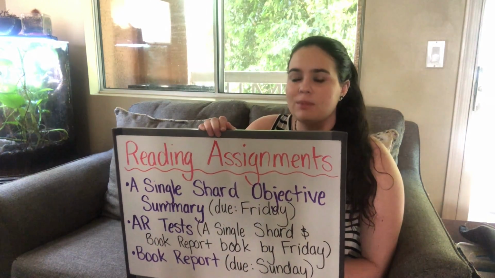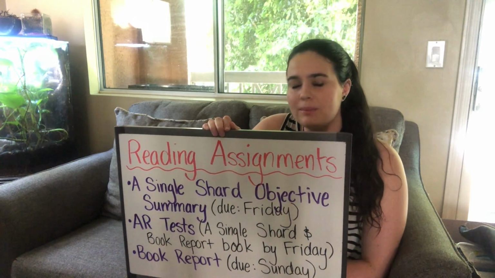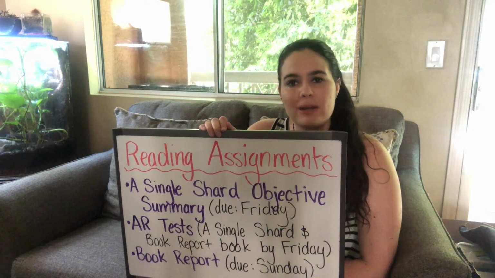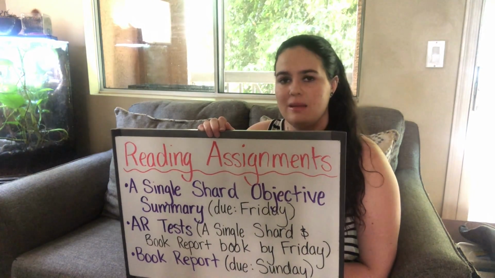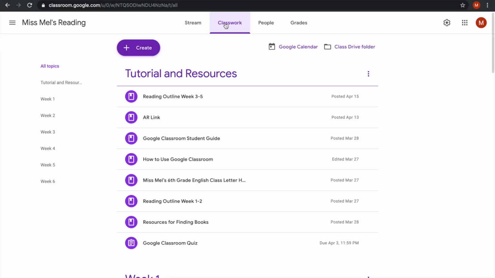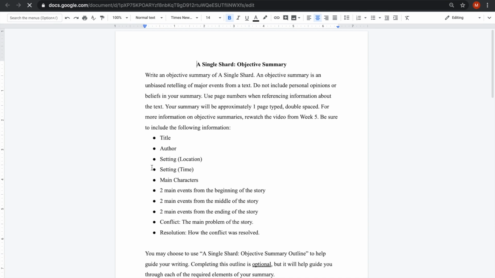So your objective summary is going to be 1 page long. If it's a little bit shorter than 1 page or a little bit longer, that's okay, but you want it to be about a page long. You can find the full instructions for this assignment in the packets that went home, as well as in Google Classroom. In Google Classroom, you will find it in Miss Mel's reading class under Classwork, Week 6, a single shard objective summary. When you click on the attachment, you will find the full instructions for this assignment.